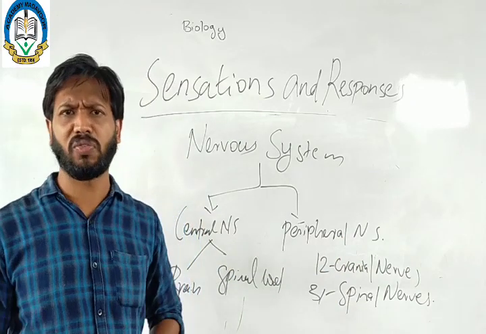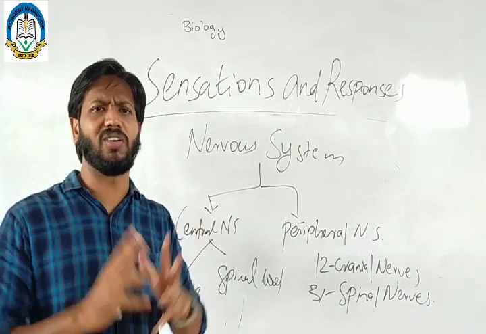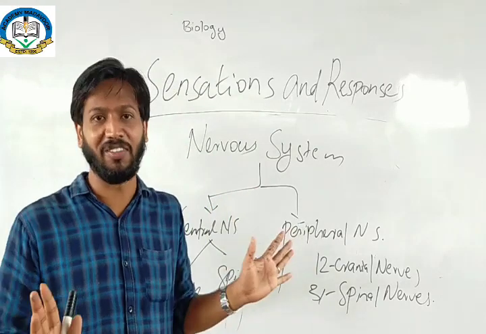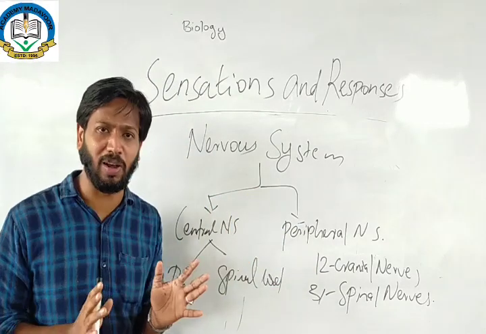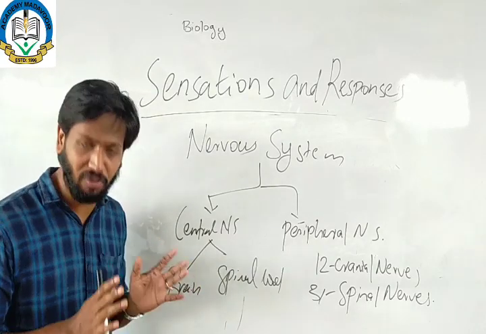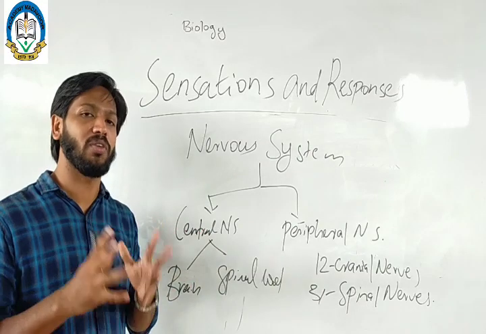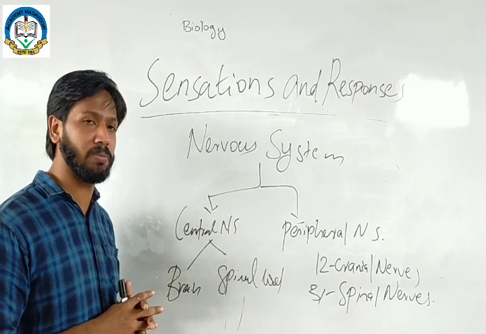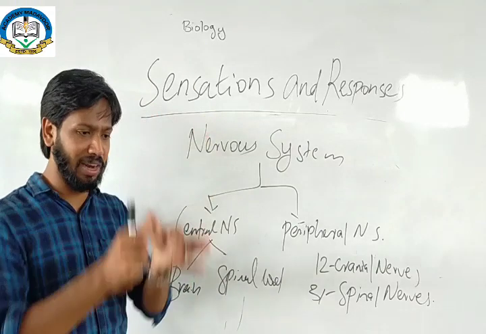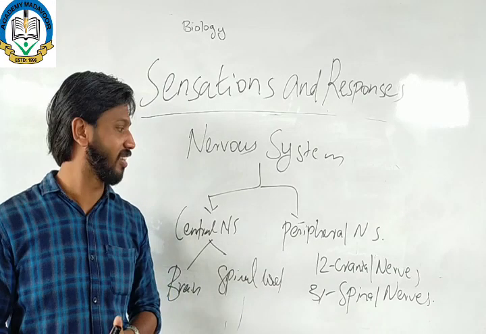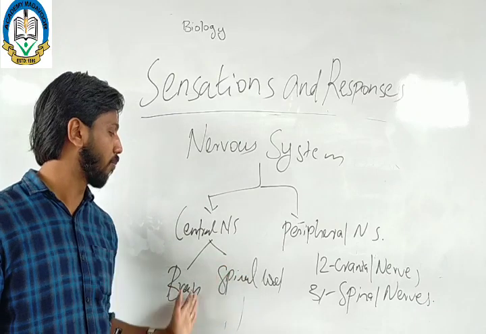Which are the parts of the central nervous system? What is the central nervous system? It is the center of our nervous system. That is brain and spinal cord. Very simple. Brain and spinal cord are the parts of the central nervous system. The spinal cord passes through our vertebral column.